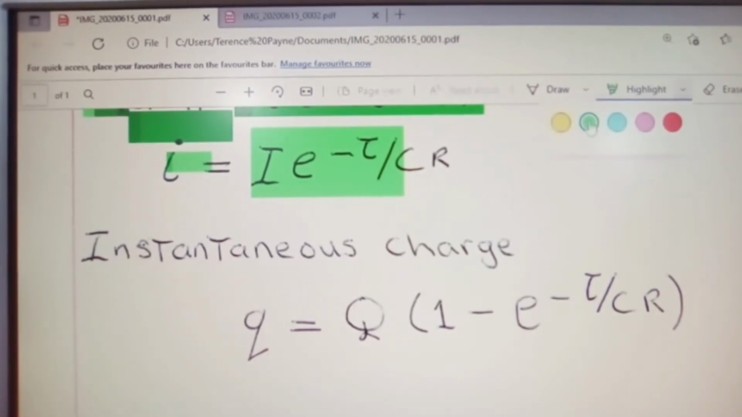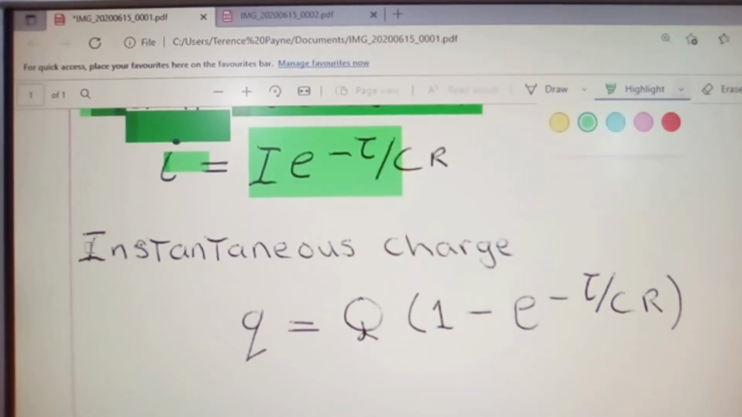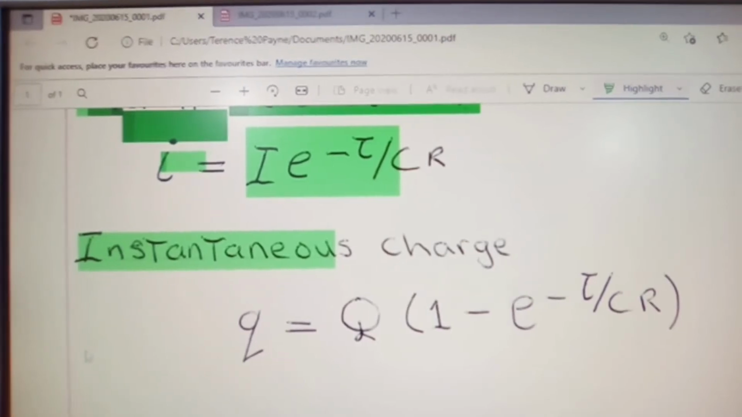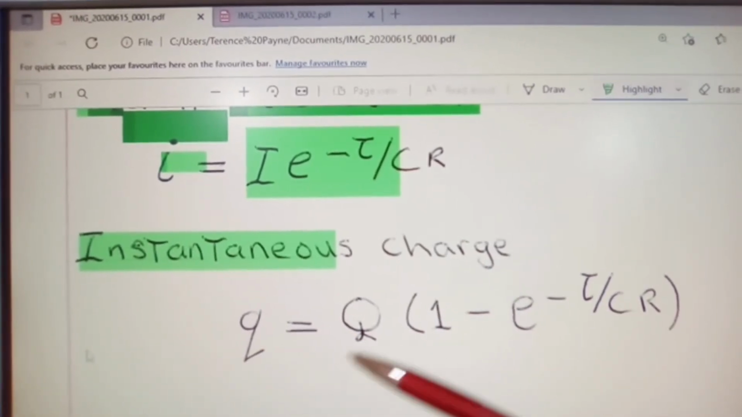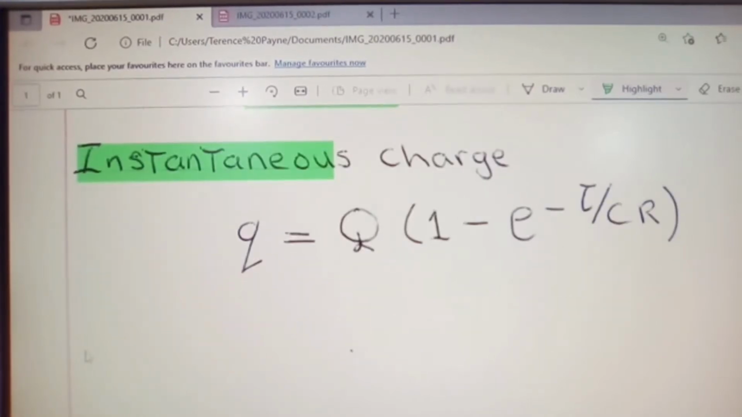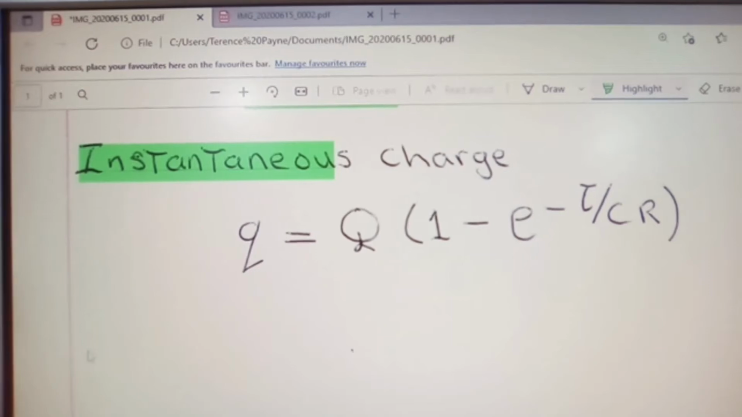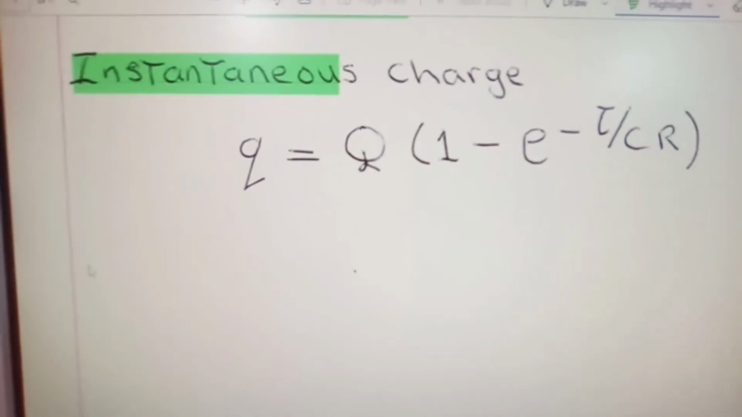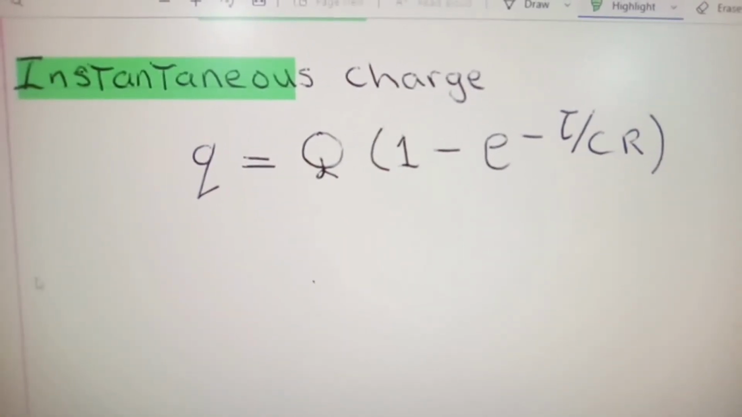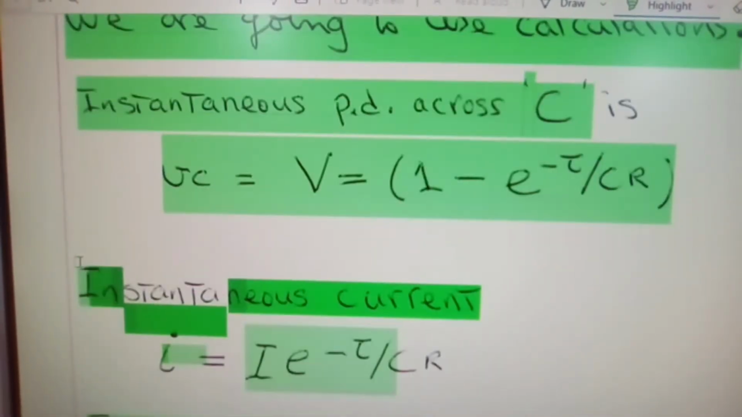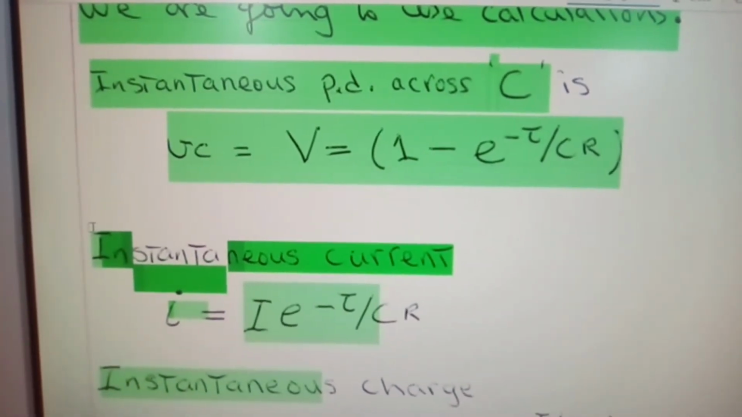Let's change my highlighter back to green. Now here we have the instantaneous charge. Q equals Q, open brackets 1 minus e to the minus t over C times R. Now let me just go through that slowly so you can see what we're saying here. Let me bring this back down so we can see it in full. Okay, let me pan out.